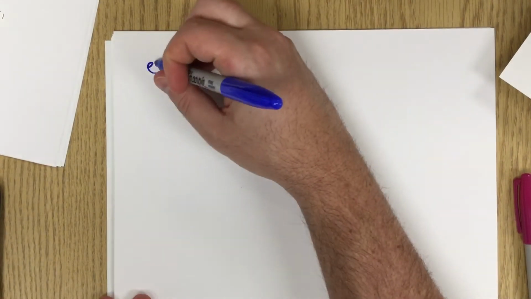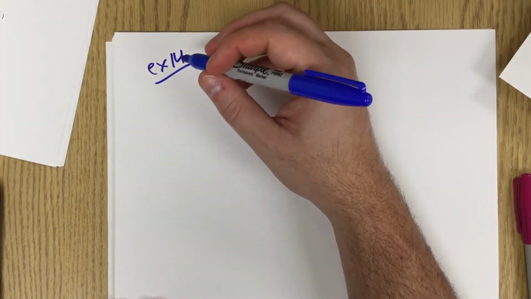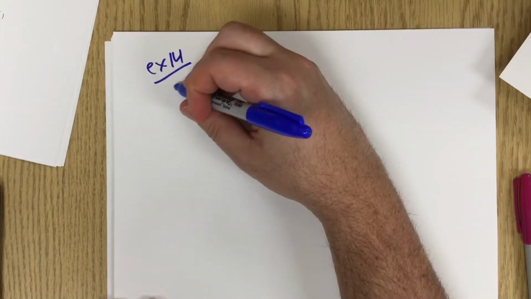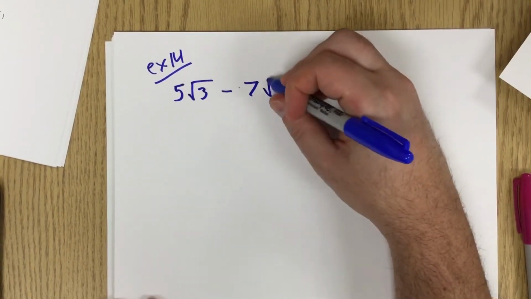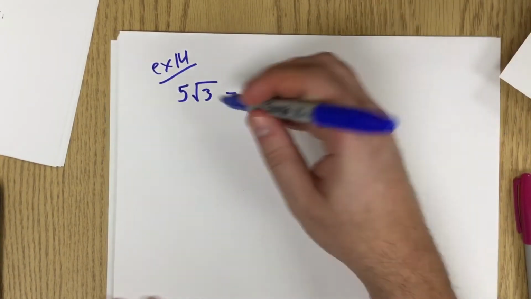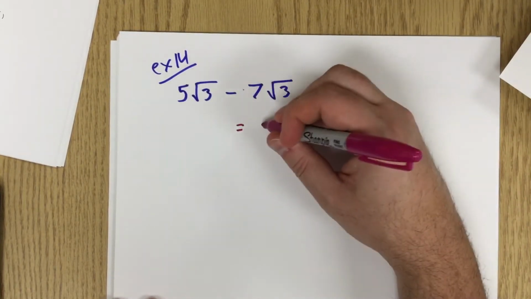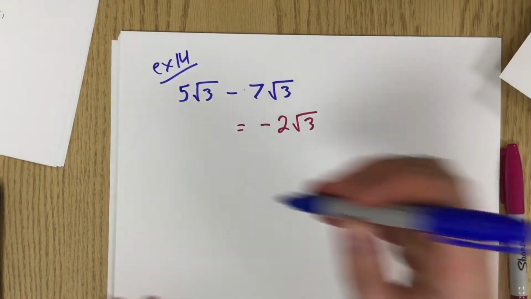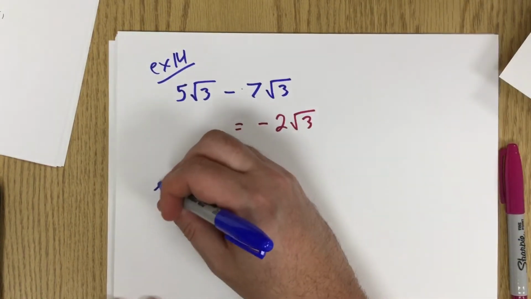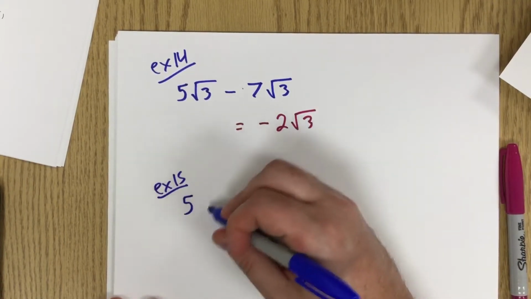We're going to continue the previous numbering. We'll say 14. So let's say we had 5 root 3 minus 7 root 3. That's going to give us 5 minus 7, which is equal to negative 2 root 3. Nothing really else to say about that. Let's do a more interesting one.